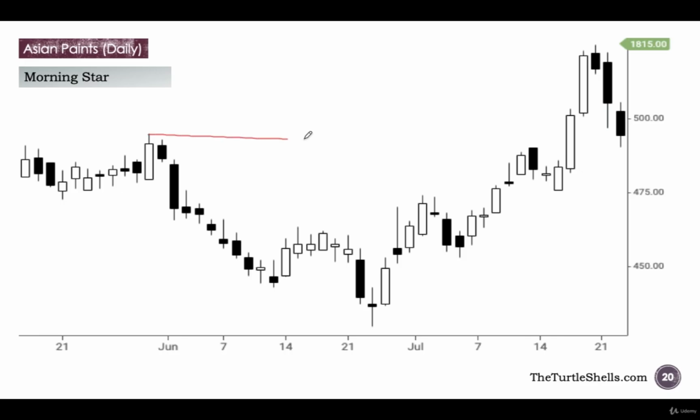In this case, it has taken out this resistance on this candle. So it took quite a few days, maybe a couple of weeks or so, for our profit to get hit, but it was a nice trade with a special morning star pattern. Okay?